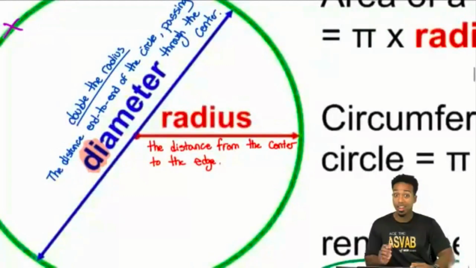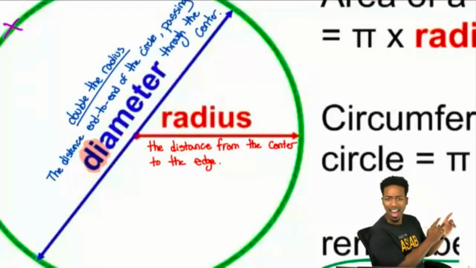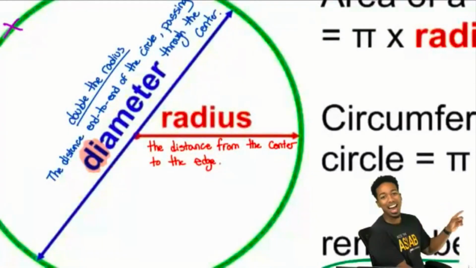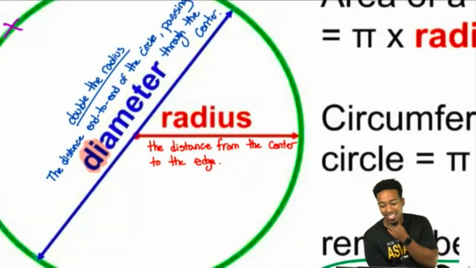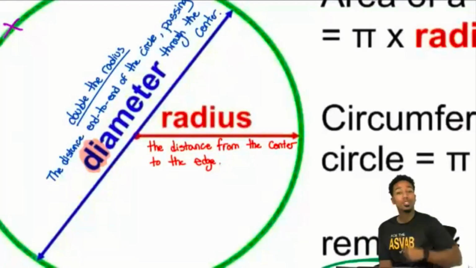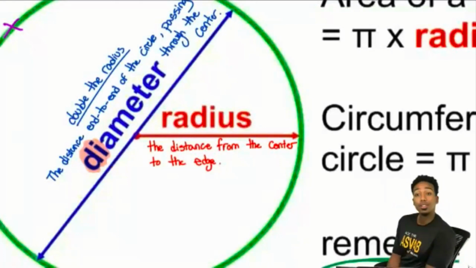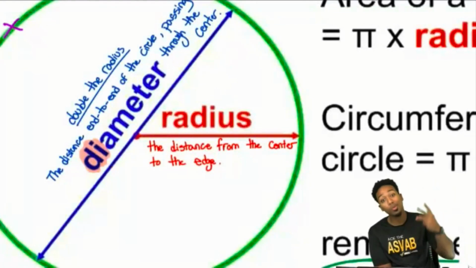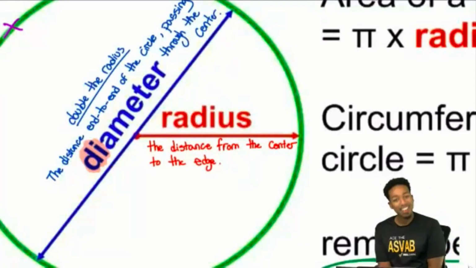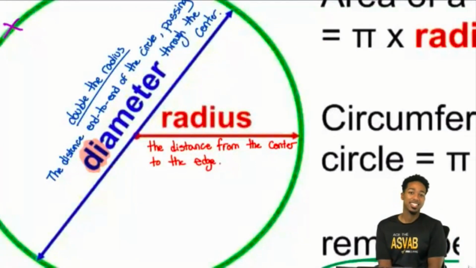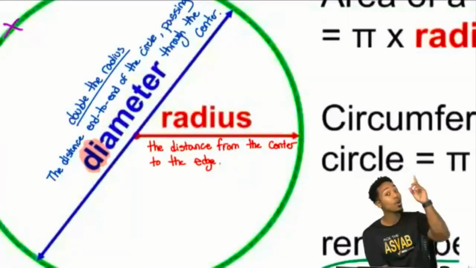Everybody, pop quiz time. The prefix di, D-I, not D-I-E. The prefix di means what? It means 2. So the diameter compared to the radius means double the radius. The diameter is double the radius. Booyah.